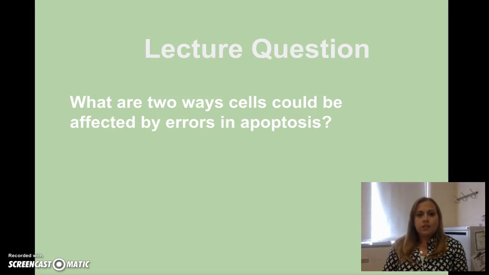And lastly, your lecture question for the day. What are 2 ways that cells could be affected by errors in apoptosis? What would happen to a cell if it wasn't receiving those signals the way it should?